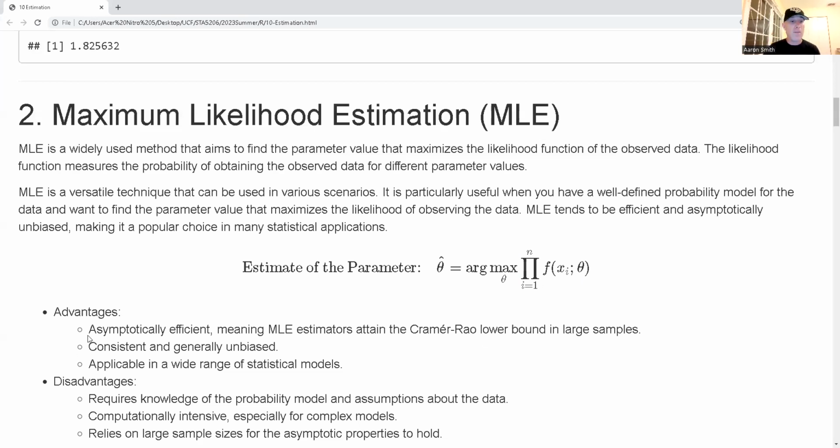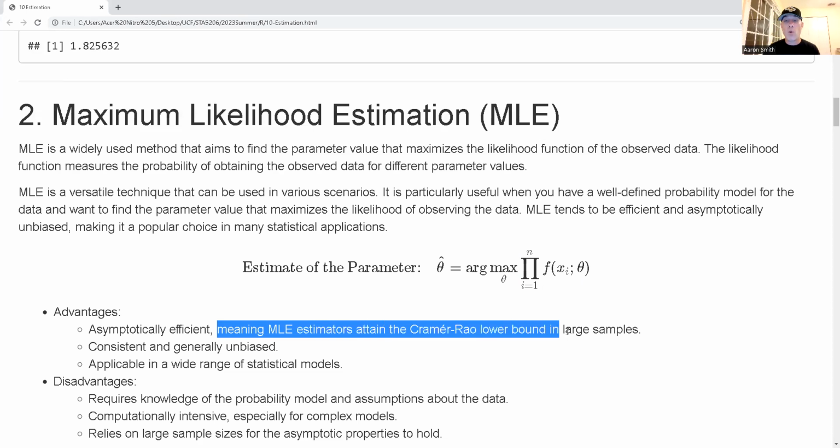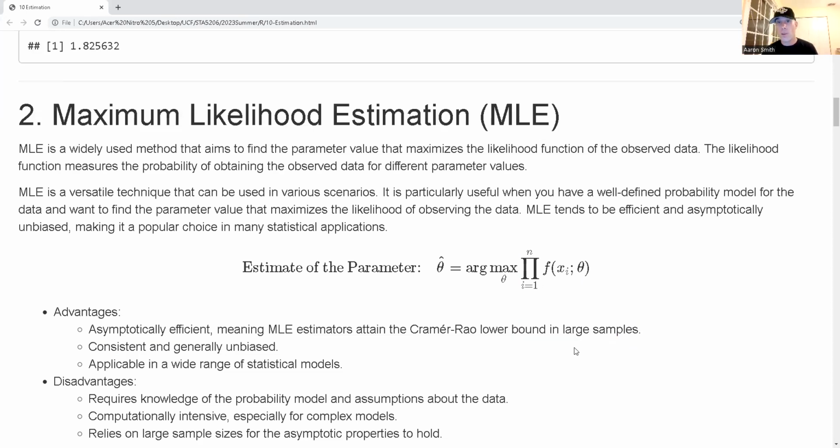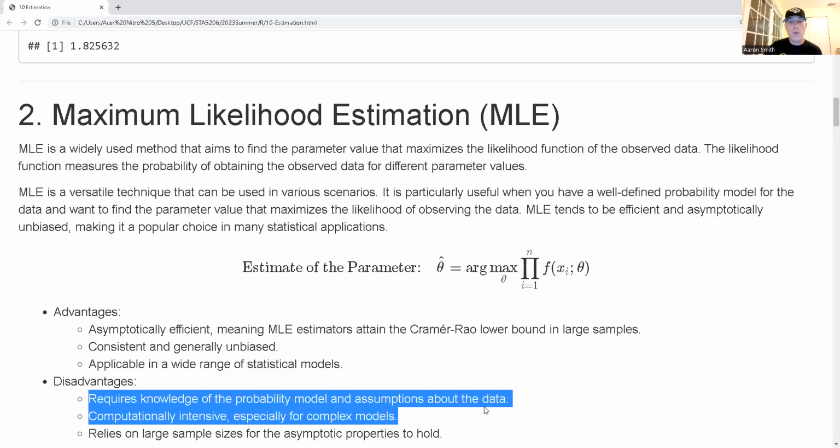All right, so there's some big advantages with this one. This is asymptotically efficient, so it's efficient for large data sets, meaning maximum likelihood estimators attain the Cramer-Rao lower bound in large samples. That's important in a theoretical statistics class. MLE is consistent and generally, but not 100% unbiased. It's applicable in a wide range of statistical models. And so it's more useful than the method of moments for the range of values under consideration. But there are some disadvantages. One is that we need to know what probability model we need to work with.